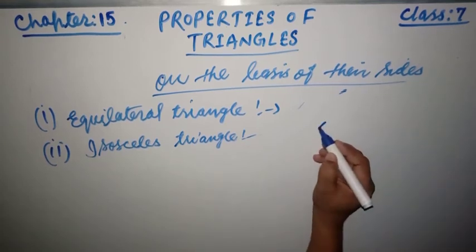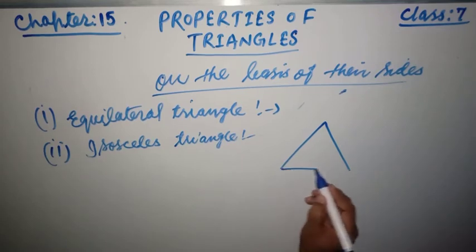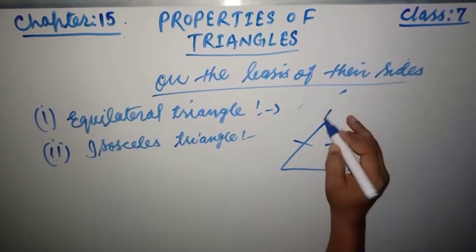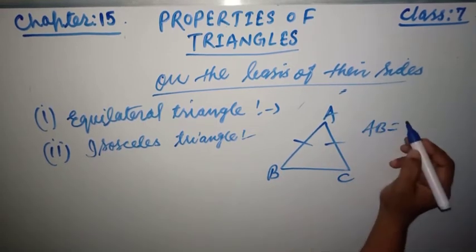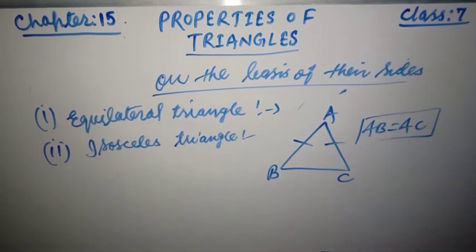Now see friends, suppose this, look at friends, these two sides are equal. So this is A, B, C. We can say AB is equal to AC. So this is the example of an isosceles triangle.